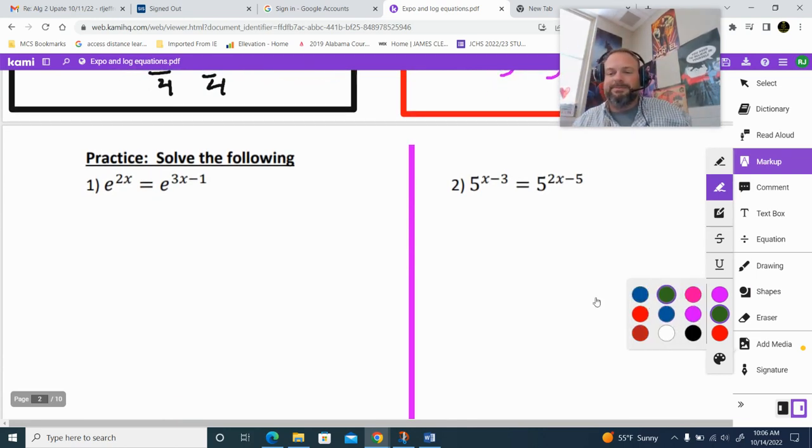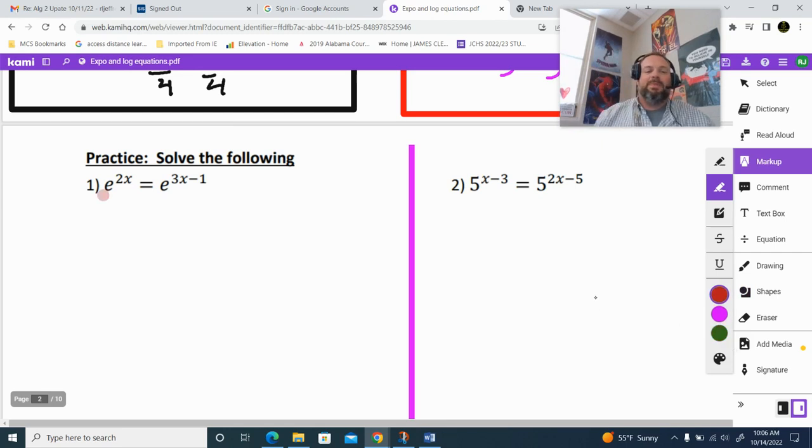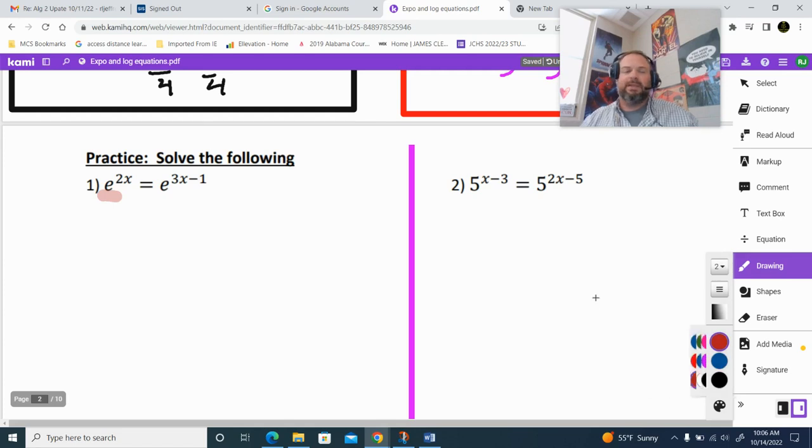Moving on. These are the same, so I just set them equal to each other.